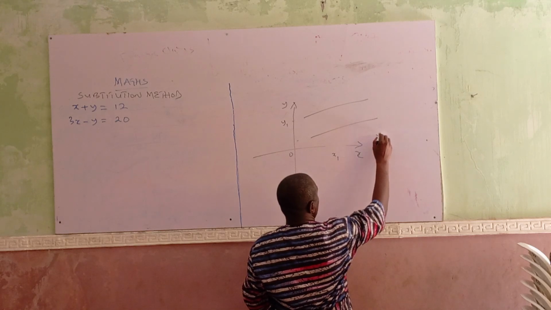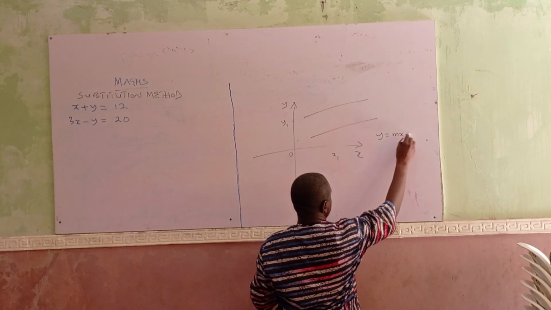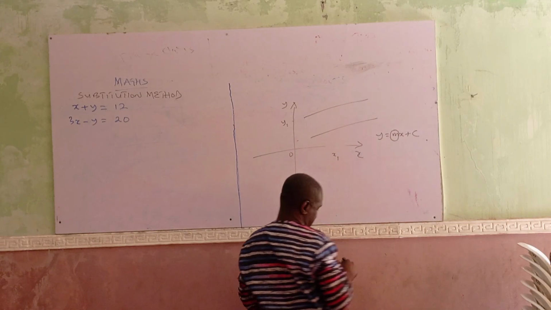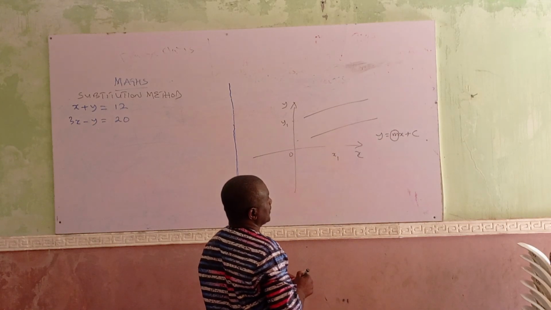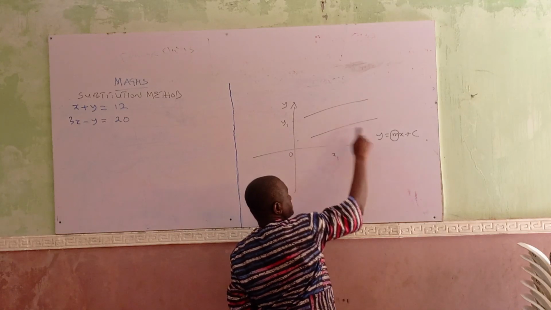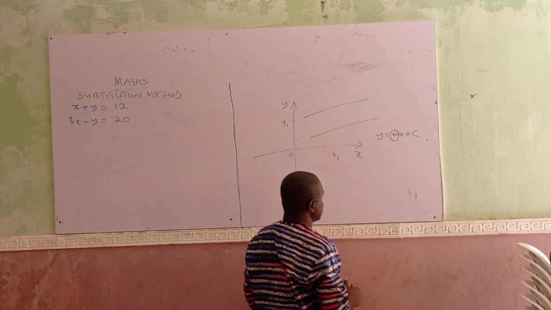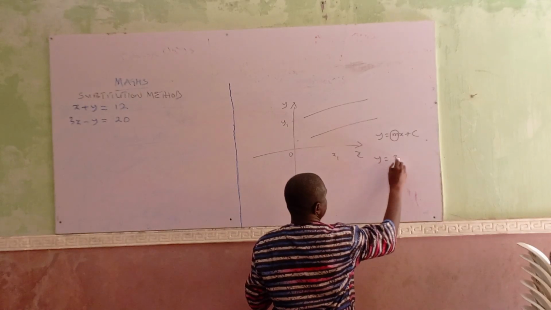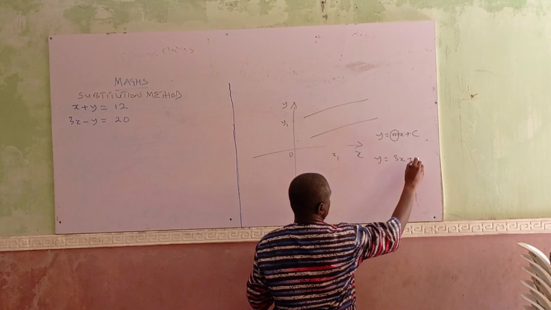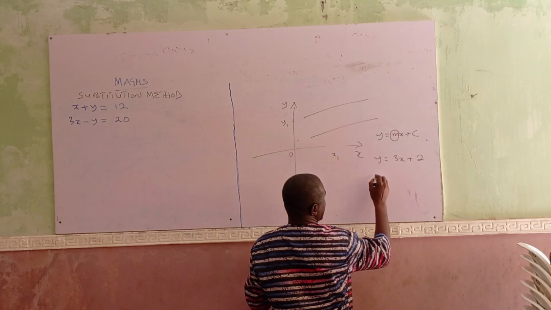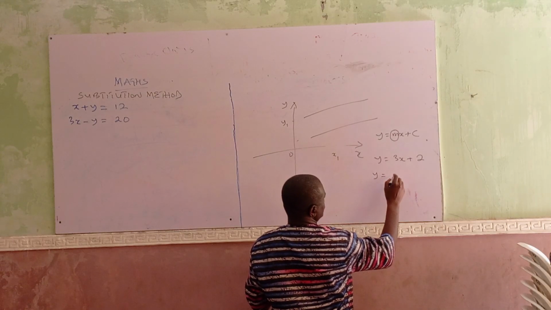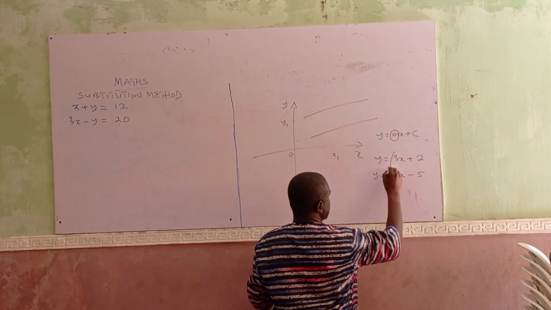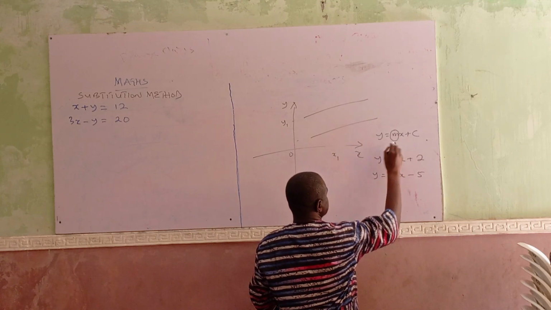So if I have y = mx + c, where this m is my gradient, now for it to be parallel, it means that their coefficients will be the same. So for instance, if I have y = 3x + 2, and I also have y = 3x - 5, if you look at this one, its coefficient is the same as this.